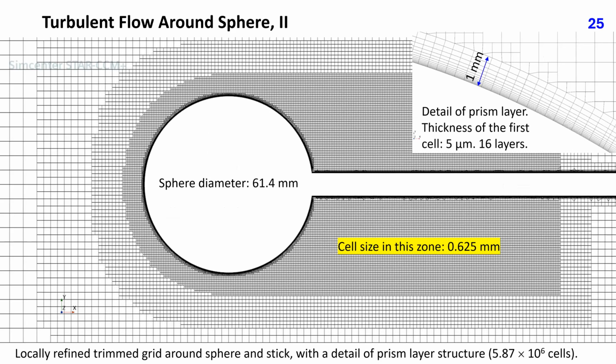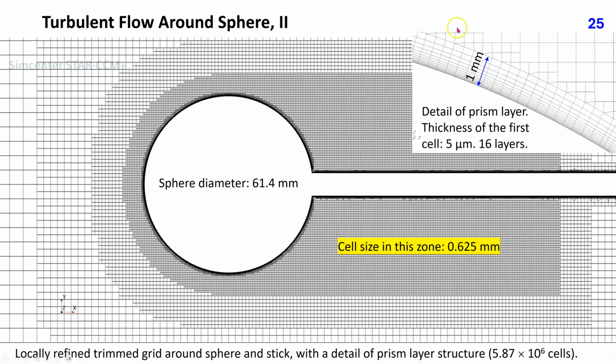This slide shows the locally refined trimmed grid around the sphere with a diameter of 61.4 millimeters, a billiard ball, and the stick with which the sphere was held during experiments in a wind tunnel. The grid had 5.87 million cells. In this zone near the sphere, the cell size was 0.625 millimeters, which is slightly more than 1/100th of the sphere diameter. Two more levels of refinement were applied near the sphere surface.